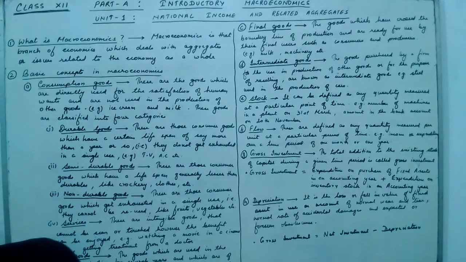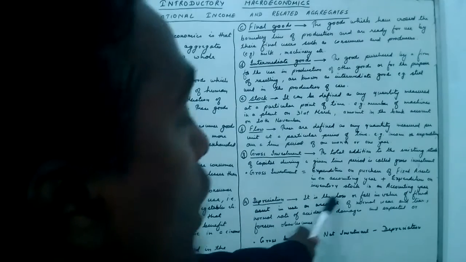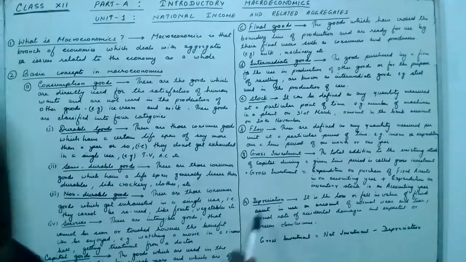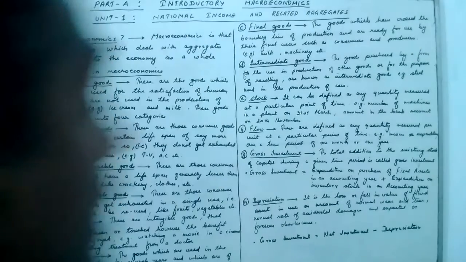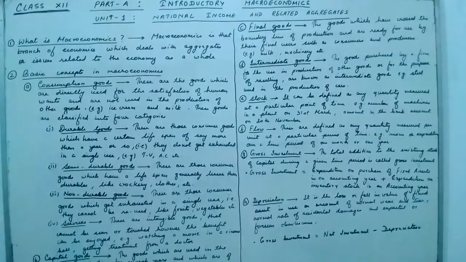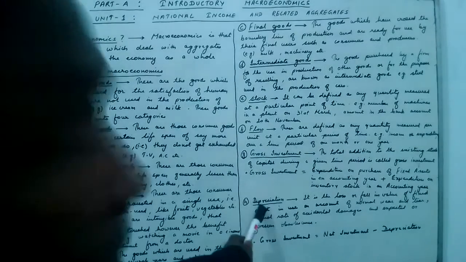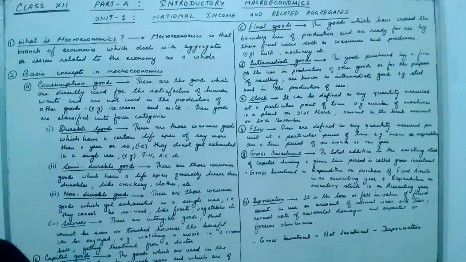Now the last point is depreciation. It is the loss or fall in value of a fixed asset in use on account of normal wear and tear, normal rate of accidental damages and expected or foreseen obsolescence. So whatever loss or fall in the value of the fixed asset is there because of normal wear and tear is basically called depreciation. Gross investment is equal to net investment plus depreciation.